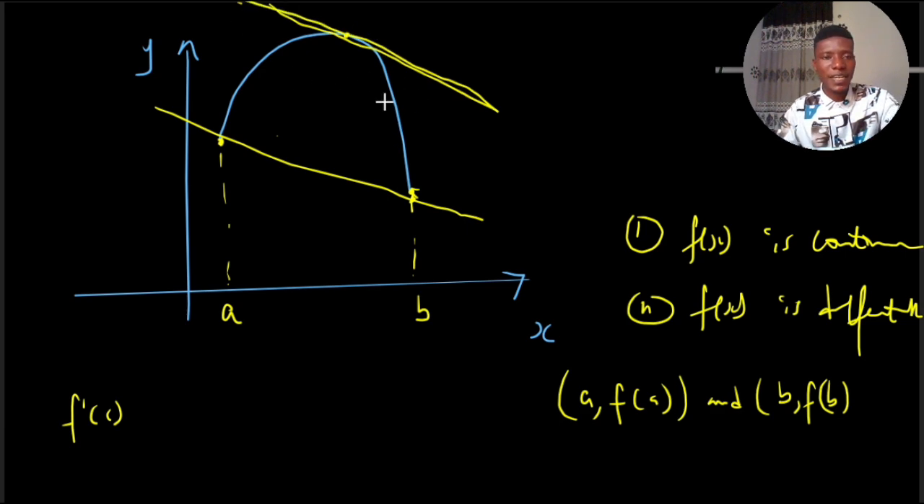Don't mind my straight line. So it means this line is parallel to this line. So it means this is our f prime of c. So there is a value c here that is in between a and b. Let's solve some problems under this.